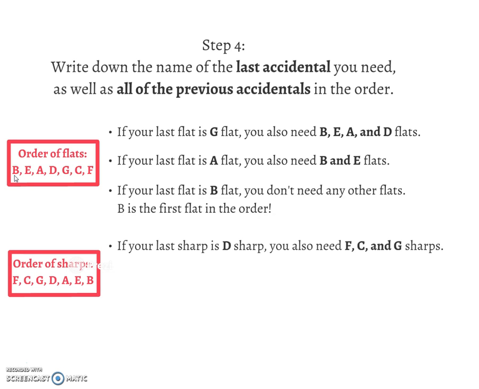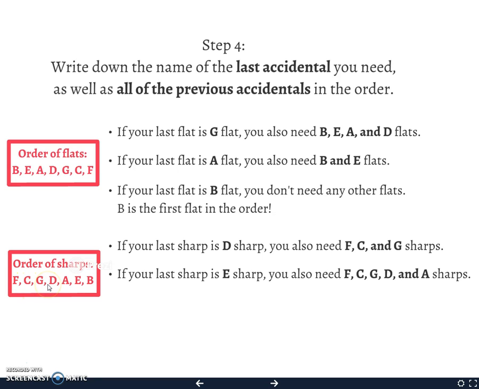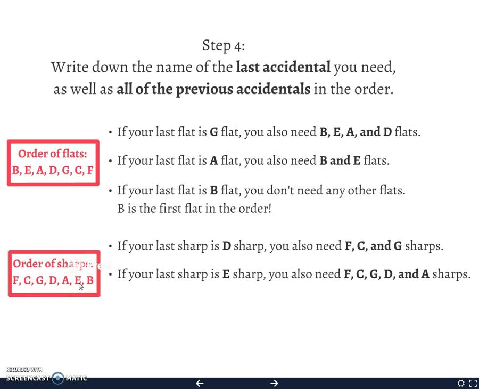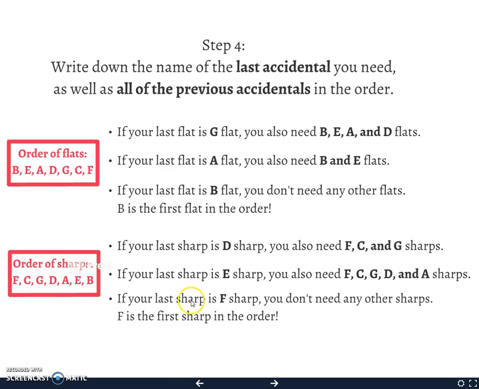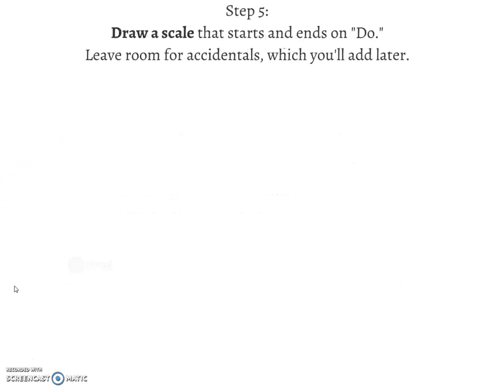Sharps. If your last sharp is D sharp, then you also need these three: F, C, and G. If your last sharp is E sharp, you also need all of these ones: F, C, G, D, and A. If your last sharp is F sharp, you don't need any other sharps because that is the first one in order. So you would just need an F sharp in that key. All right, we're coming down the home stretch.